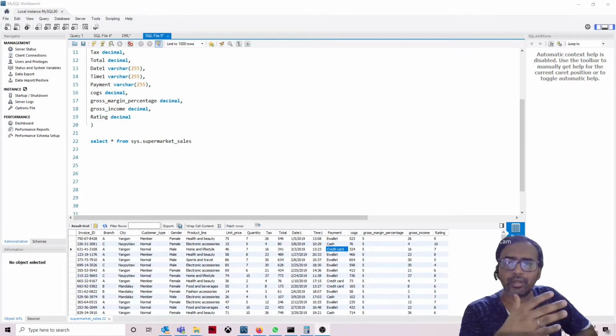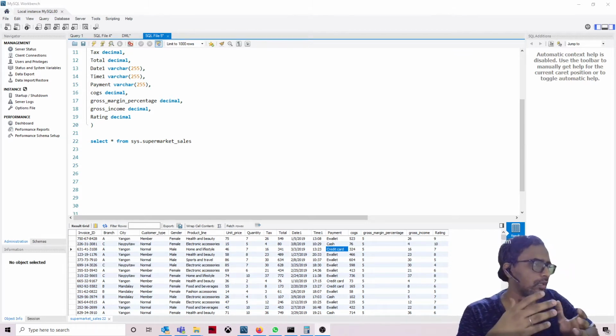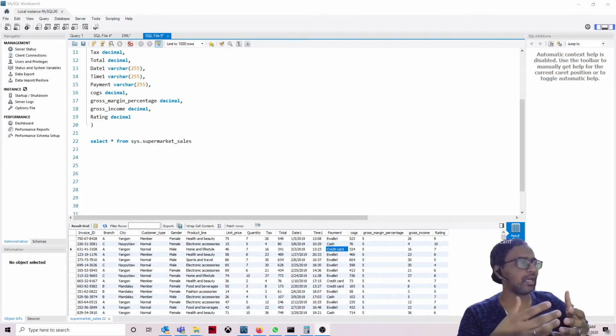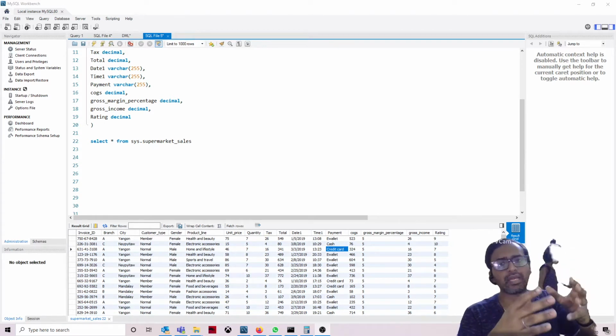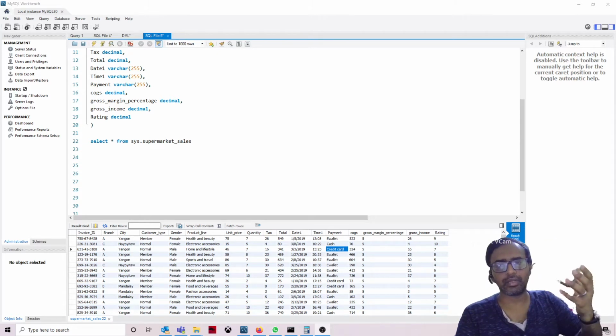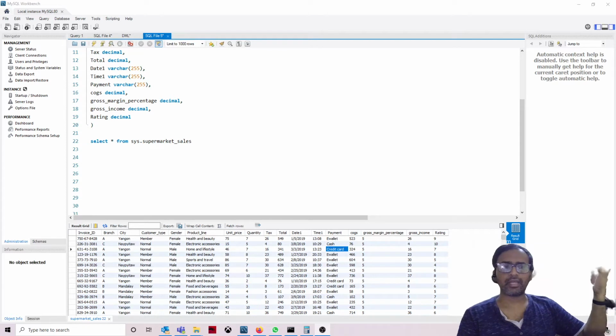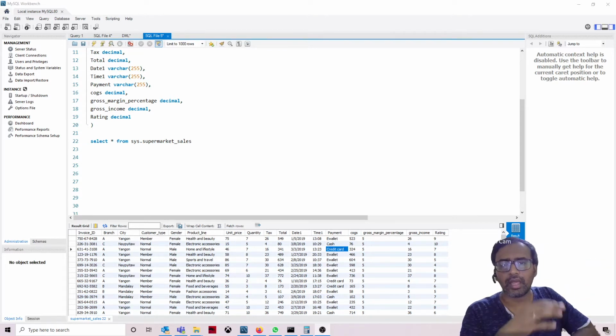Now how do I know e-wallet has this many transactions, credit card has this many transactions, cash has this many transactions? Let's say in a day I have somewhere around 1 lakh transactions. Out of 1 lakh, how many are credit card, how many are cash, and how many are e-wallet? I don't know, right? And that's where the group by comes into place.